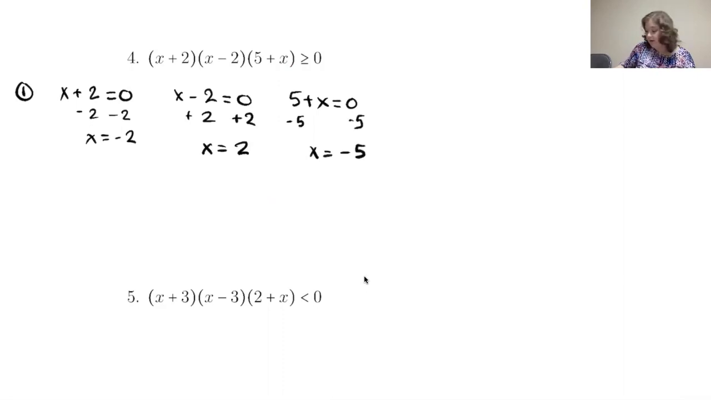Okay. So now that we have those, we'll go on to step 2.